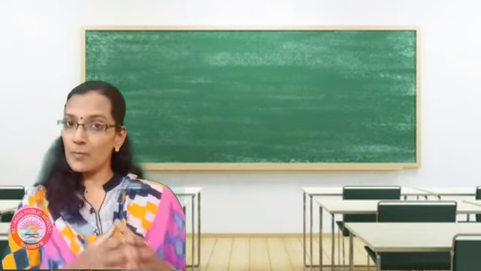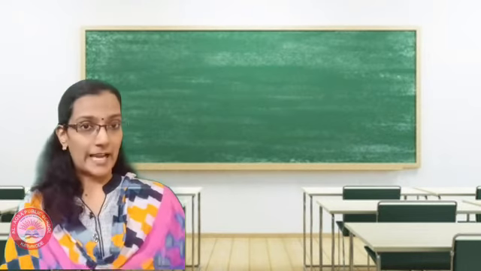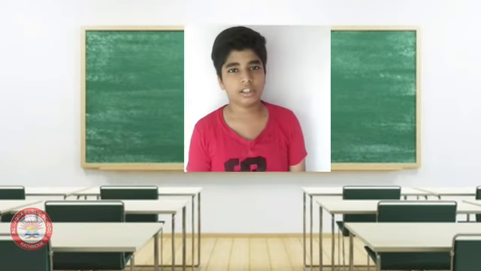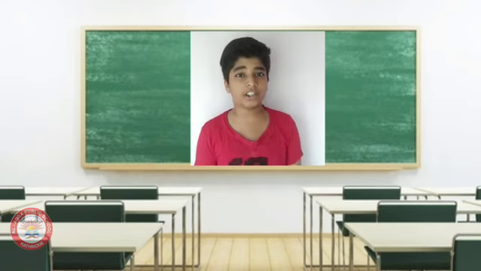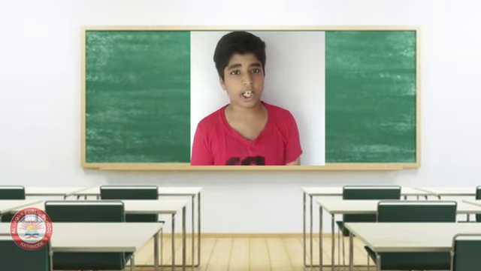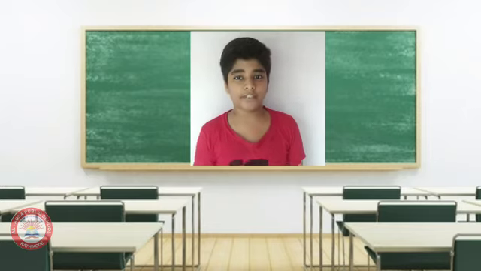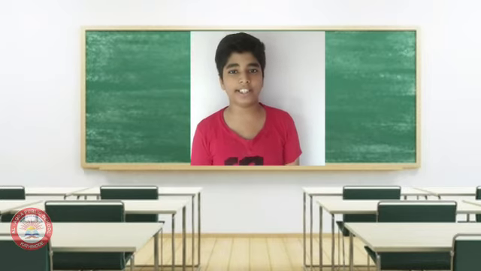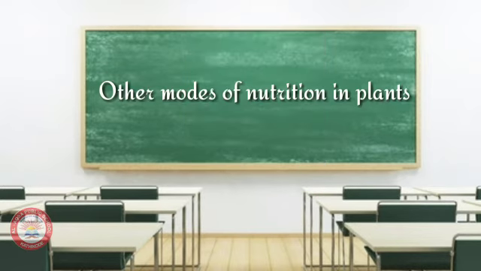Can you tell from where plants are getting nitrogen? Nitrogen is present in gas form in the atmosphere. Farmers also add fertilizers to soil which is rich in nitrogen. Now let us see the other modes of nutrition in plants.